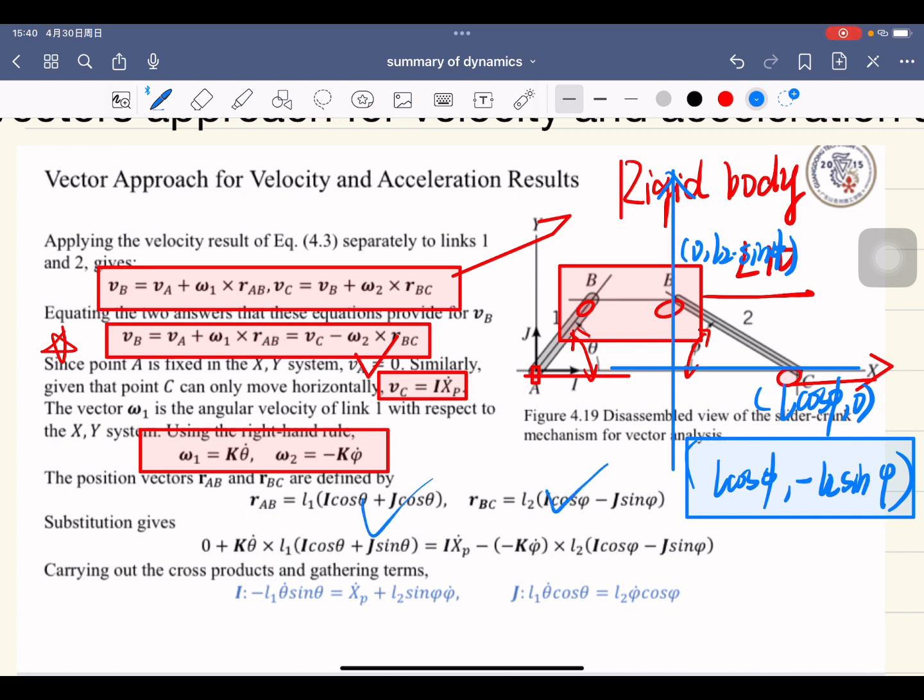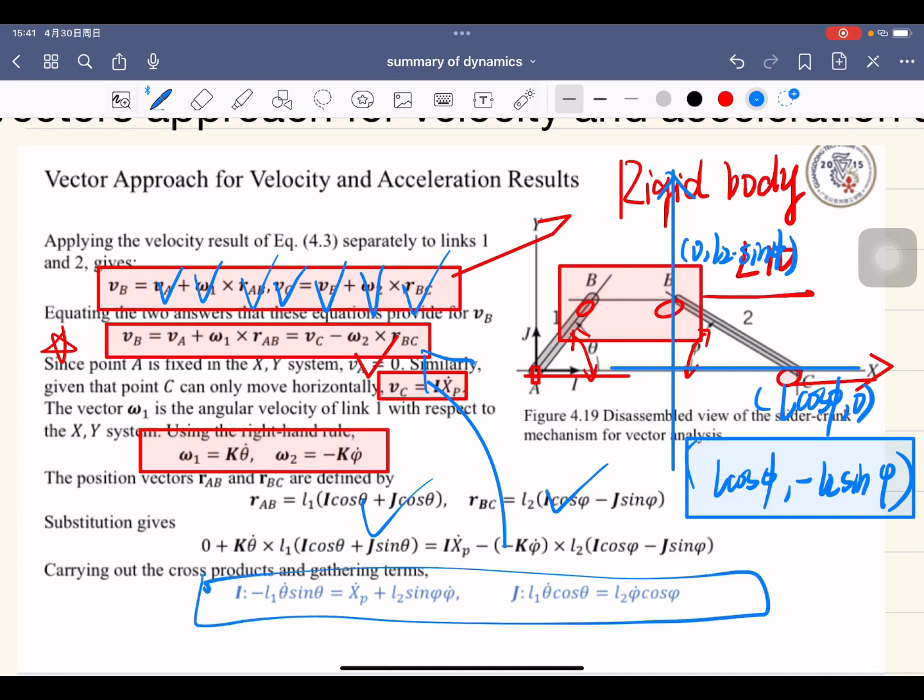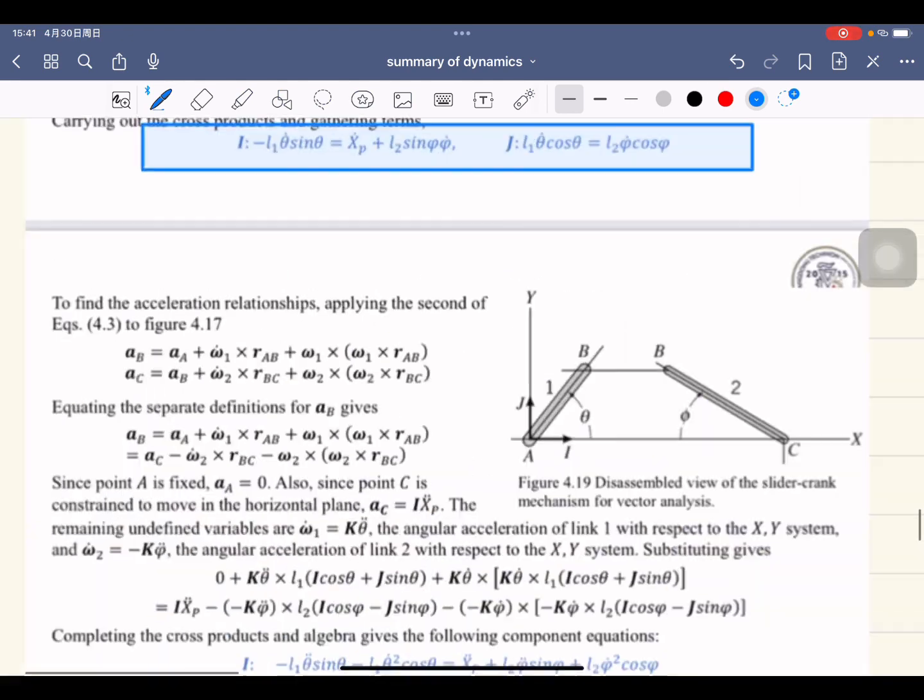After that, we get the known parameters, so we can calculate the unknowns. Like VA is 0, omega 1 known, RAB known, VB known, VC known, omega 2 known, RBC known. So substituting in here, right? And carrying out the cross product and gathering, after that, you can get the solution for this in X and Y components. Okay, in X and Y components.